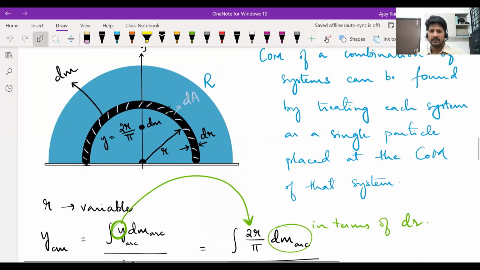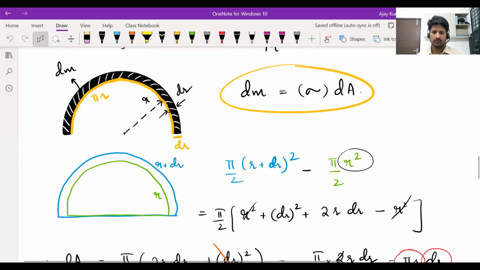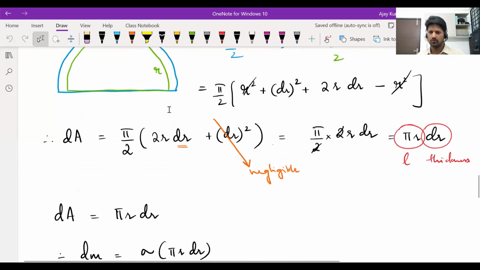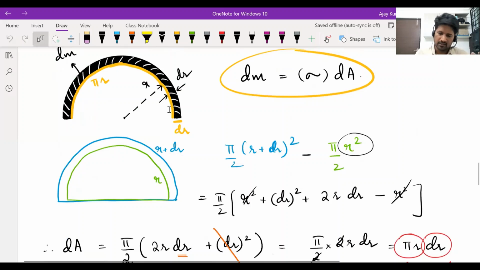The shaded area is the area occupied by that ring. How did we find out that area? We did outer semicircle's area minus inner semicircle's area. But what was the approximated result? Length multiplied with the thickness is the shaded area if the thickness is very small. Actually, you are supposed to do outer semicircle minus inner semicircle, but it turns out to be equal to this length multiplied with this thickness.